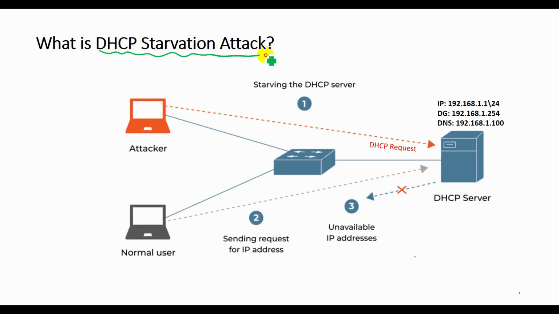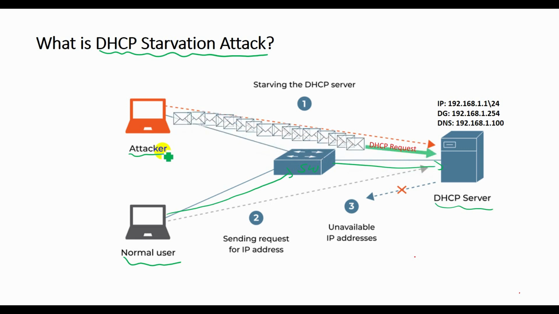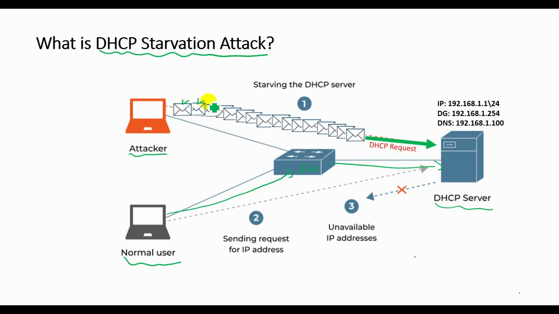Okay, what is the DHCP Starvation attack? In this diagram, we have a normal user sending a request for an IP address, and the switch passes the traffic to the DHCP server. To perform the DHCP Starvation attack, the attacker sends tons of bogus DHCP discover messages with spoofed source MAC addresses, and the DHCP server tries to respond to all these bogus messages. As a result, the pool of IP addresses used by the DHCP server is depleted.